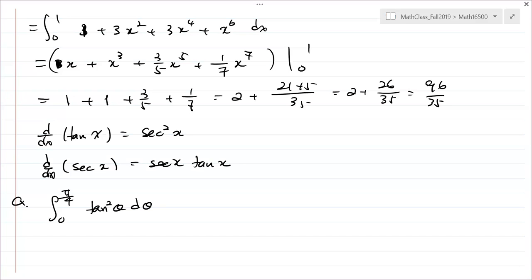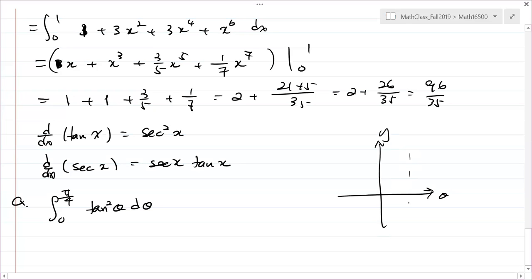What is tangent squared? Tangent theta, right? So you have theta here and y here. Tangent theta is only defined between negative pi over 2 and positive pi over 2. When you square it, you just square it. If it's 0, it's still 0. Let's assume this is tangent squared theta from 0 to pi over 2. So I'm talking about this area.